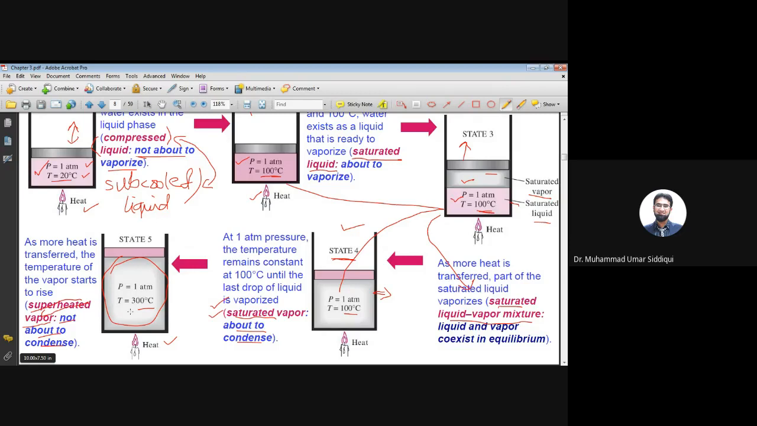Okay, so 5 states, very important. And memorize the names and memorize the definitions. Okay, it will be automatically in your memory because you're going to use it a lot, and you need to have a good understanding of it to study the thermodynamic tables.